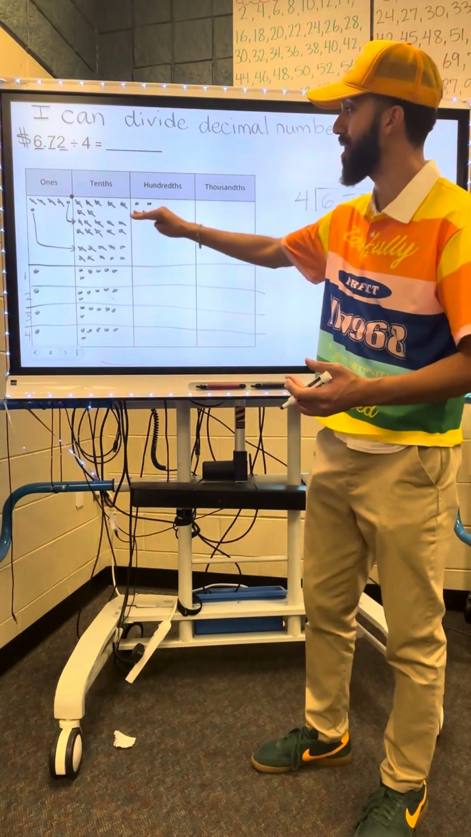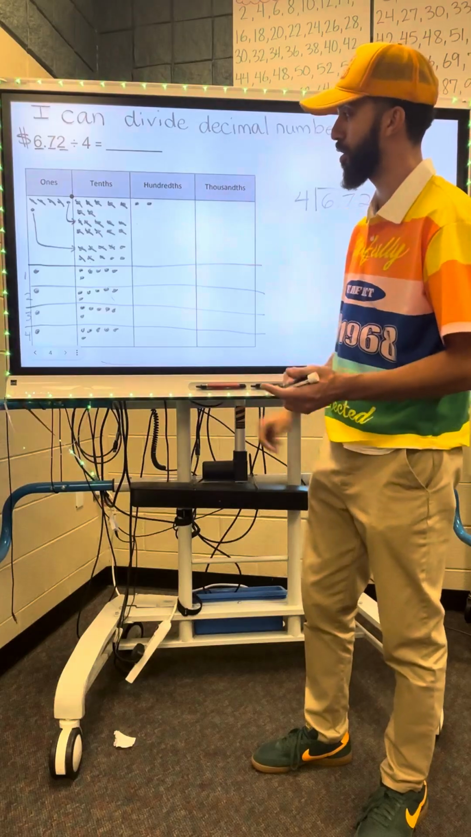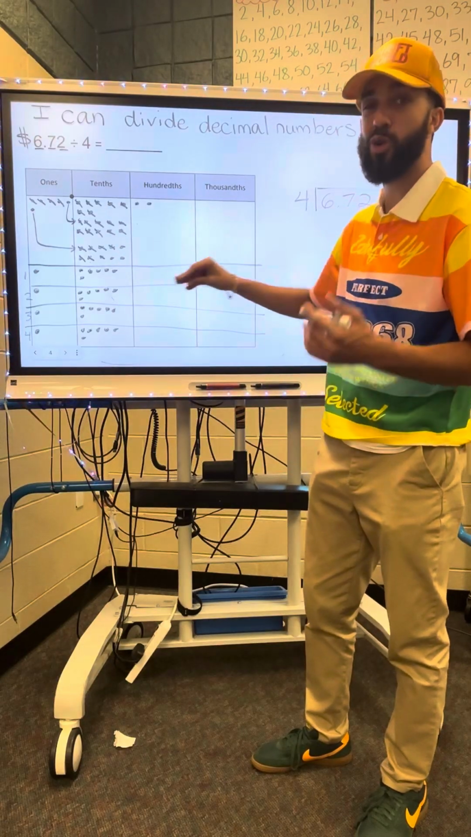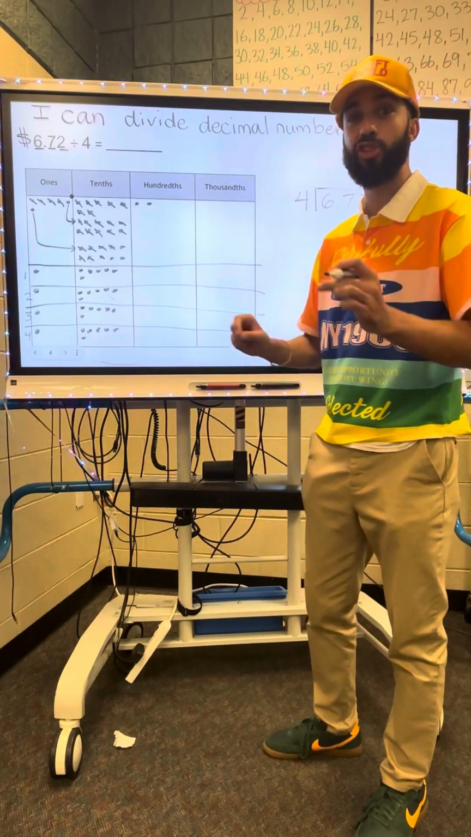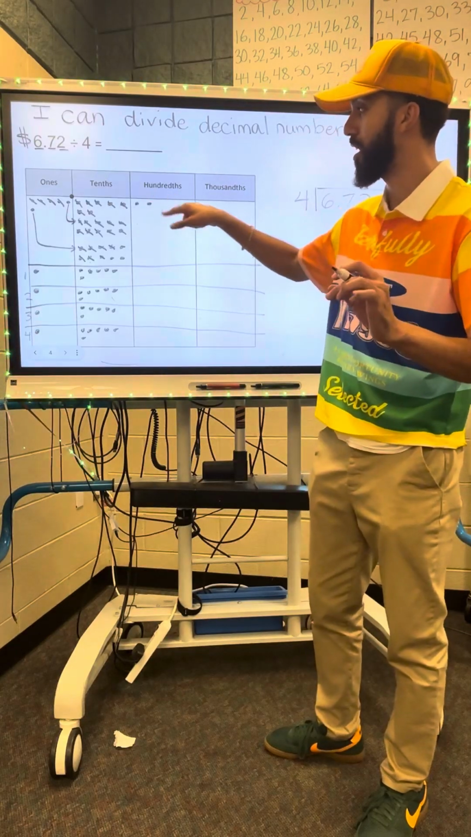So we're gonna need a lot of space right here in the hundredths place because we're about to unbundle 3, which we know is going to create an additional 30 hundredths. Here we go.